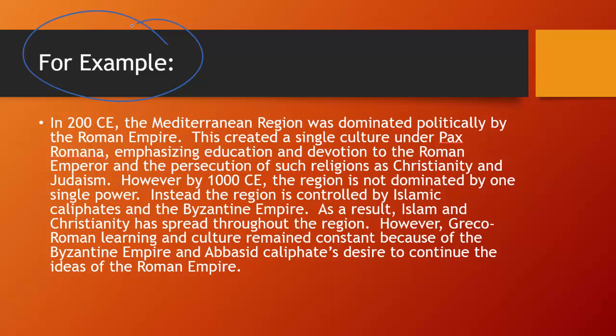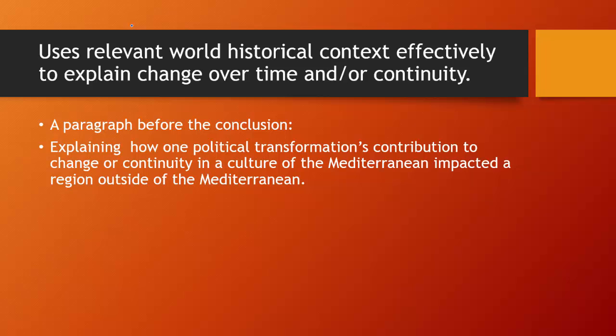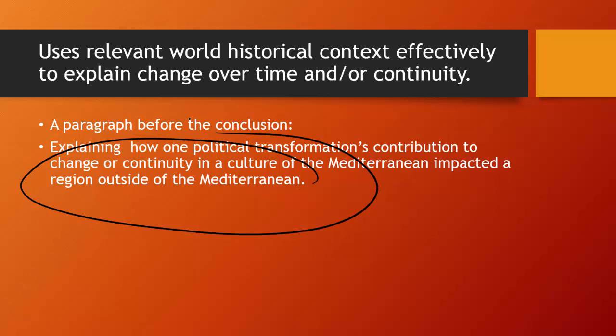Another very important thing to keep in mind is you must have relevant world historical context effectively used to explain change and continuity over time. You must have a global context paragraph. Remember, it is a full point on the rubric. It must be in its own paragraph before the conclusion, explaining how one political transformation's contribution to change or continuity in a culture of the Mediterranean impacted, and this is important, a region outside of the Mediterranean. So what's going on in the world that's affecting things outside of the Mediterranean? I want you to keep all these things in mind as you prepare for your essay.